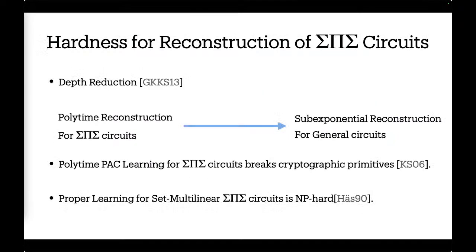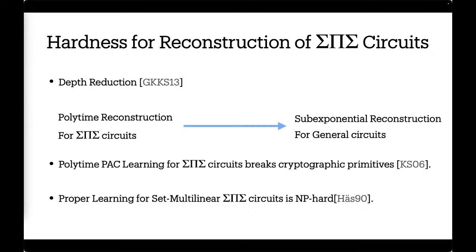And that brings me to the point where I will tell you why we should not do this now, because it's hard. Well, first, we all kind of know about depth reduction. You can squeeze any circuit into depth 3 with subexponential blowup, which basically means that if I can do polytime reconstruction for depth 3 circuits, it gives me a subexponential reconstruction algorithm for general circuits, which is probably very hard.